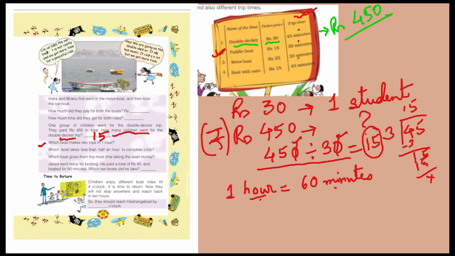Other two also we can see. 20 plus 20 is 40, less than 1 hour. 45 plus 45 is 90, more than 1 hour. So our answer here is paddle boat.